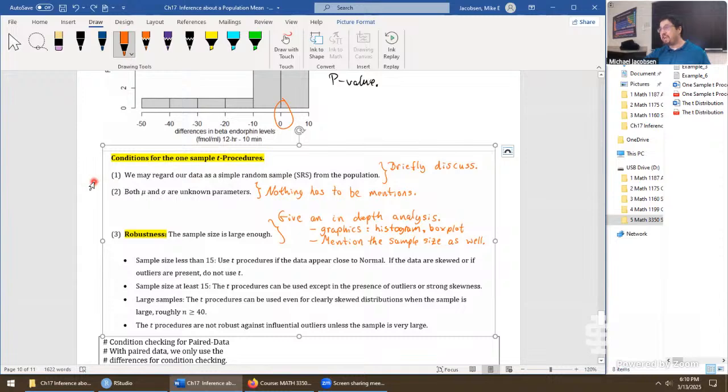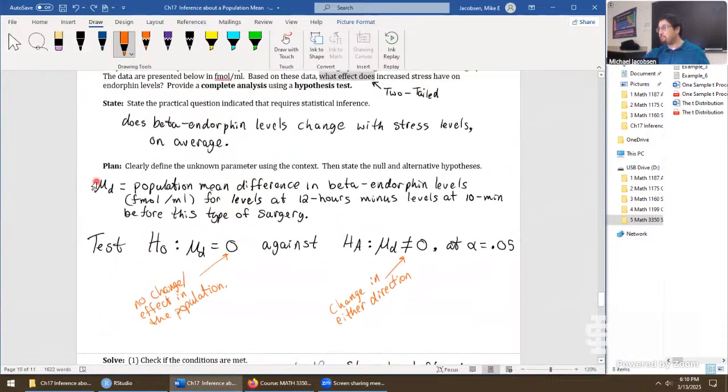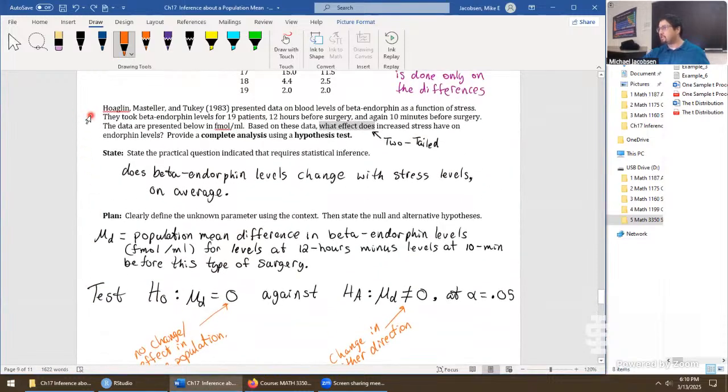And what about randomness? I don't know if we've even hit on that concept. Let's go back up to the context, see what we know about randomization. It says they took blood endorphin levels for 19 patients. That's all we know. We don't know how they grabbed those 19 patients. We hope they didn't just go to some cardiac medical ward or something like that and grab whoever just happened to be there at that one moment in time. That might be tremendously biased, but we don't know.